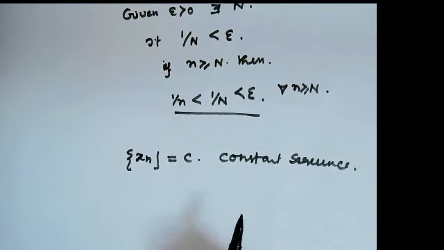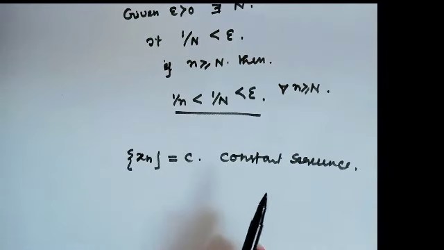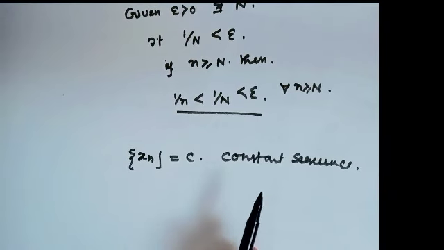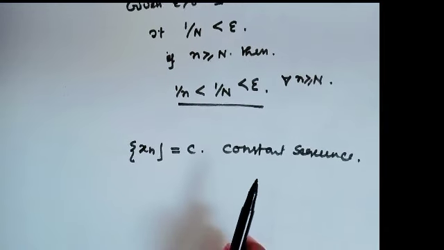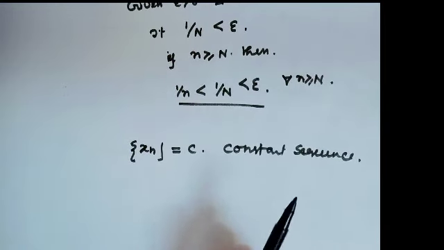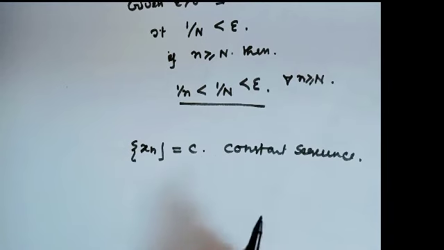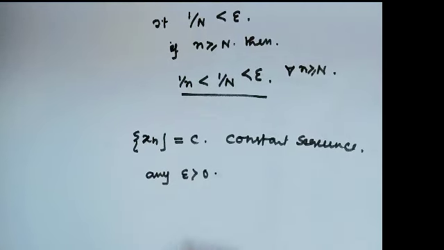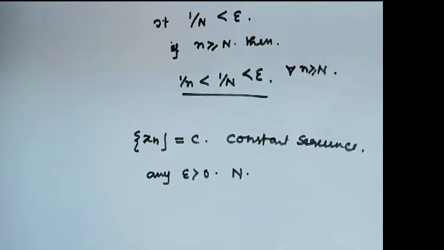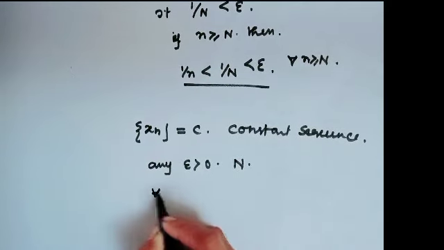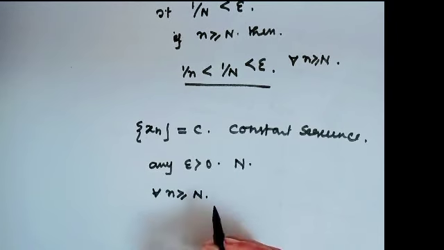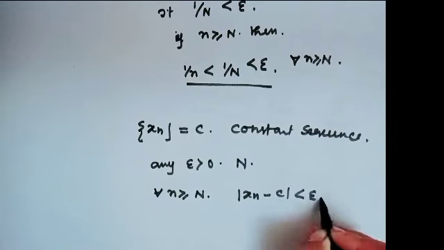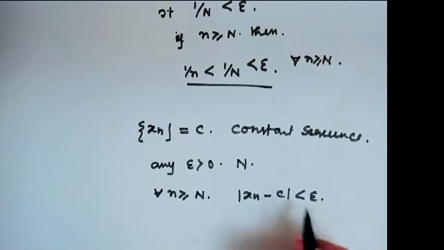Well, intuitively we can say this sequence converges to a number c. Let's check the definition of convergent. First, fix any epsilon greater than 0. Now we have to find capital N, that means for all n greater than or equal to N, modulus of xn minus c is strictly less than epsilon. This we have to show.